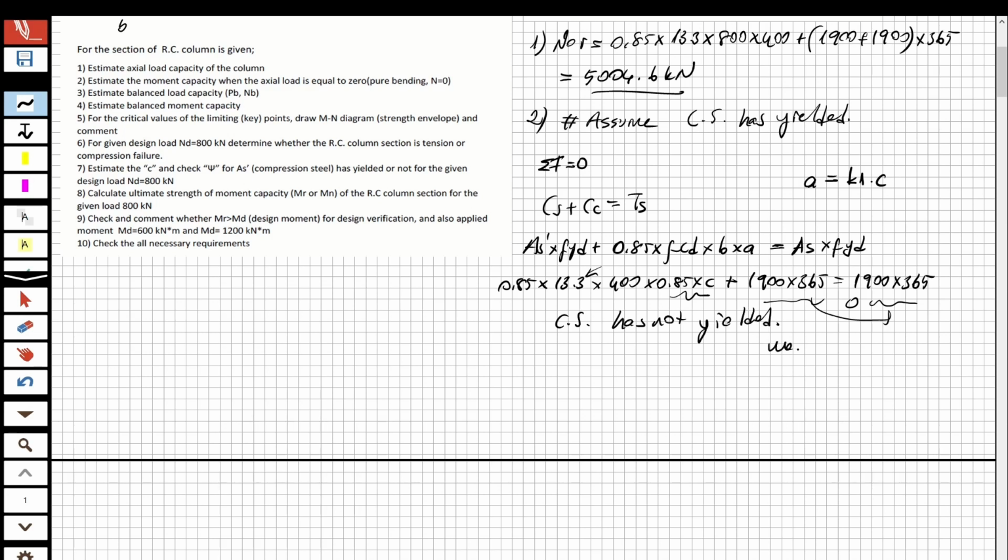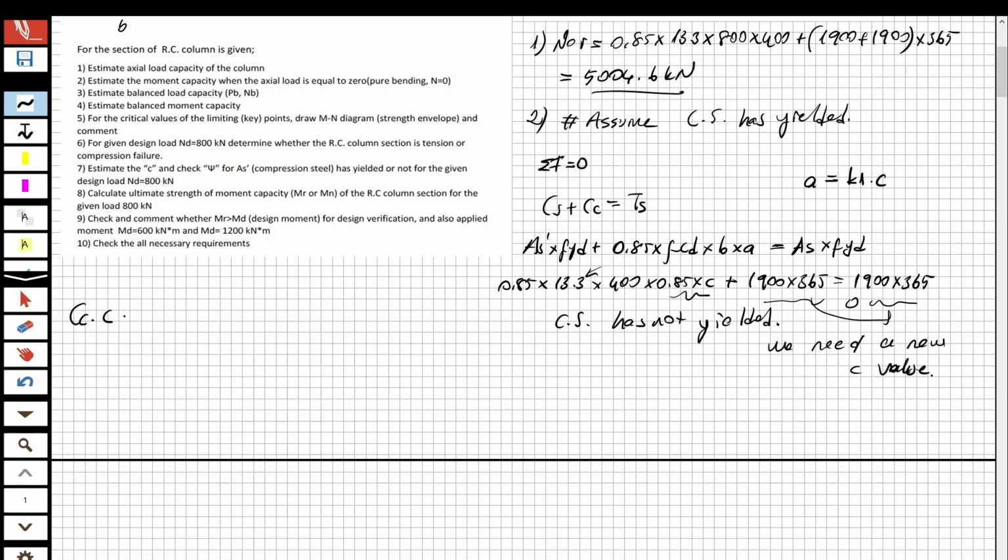We need a new C value. So let's find it. I'm going to give you a formula actually, but if you apply this formula, you're going to determine the neutral axis. So the formula is this one: the compression concrete multiplied C.